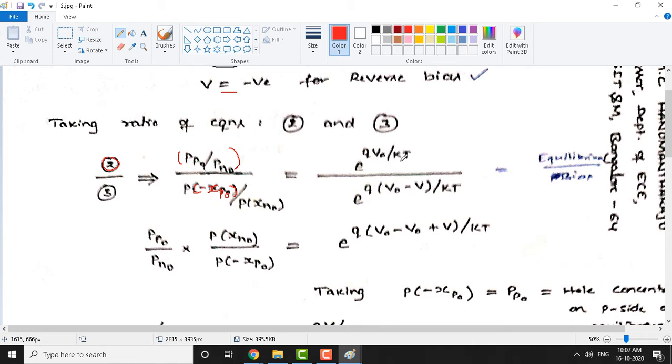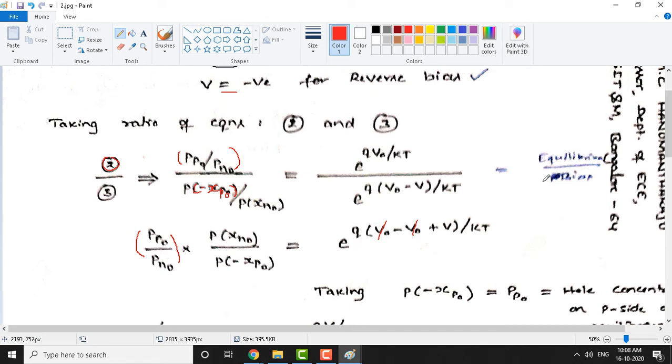This goes to numerator, and you can also observe here this V naught and this V naught get cancelled, as you are seeing here in the denominator. So, this V naught and V naught get cancelled, and you are left with e to the power of q V by kT. So on the right hand side, on the left hand side, we will see what we get. Pp naught by Pn naught we have kept as it is. This is a numerator term from the previous equation, and P of xn naught goes to numerator, divided by P of minus xp naught that comes to denominator. And right hand side, as I told you, we are going to cancel these two terms.